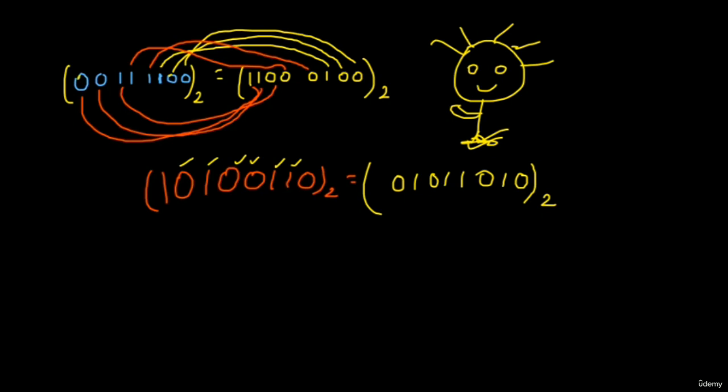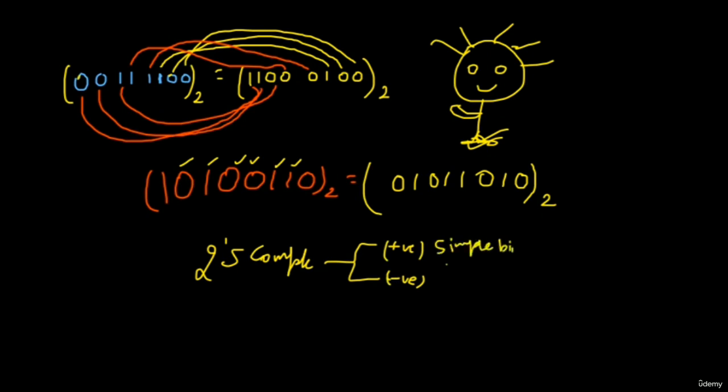There are just two properties of the two's complement. Let's see them very quickly. Two's complement has two forms: first can be a positive number, and second can be a negative number. We have just dealt with the positive. In the positive form, it is just a simple binary form, as we have just done.